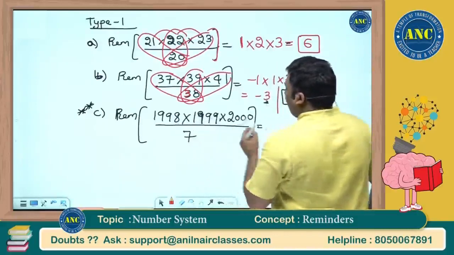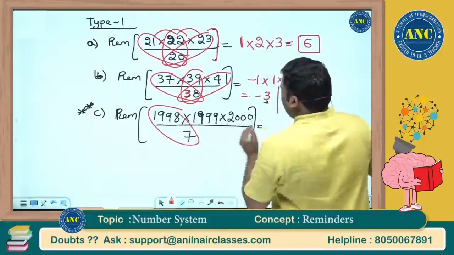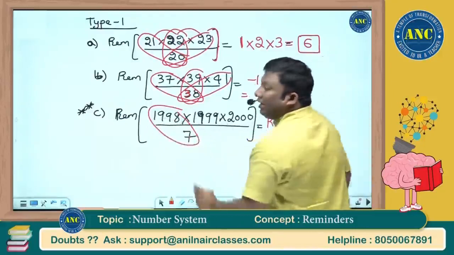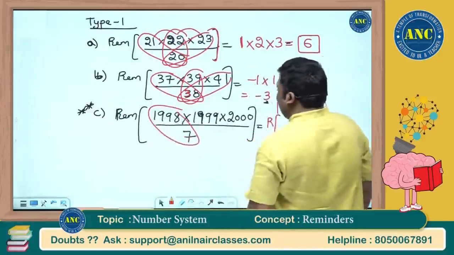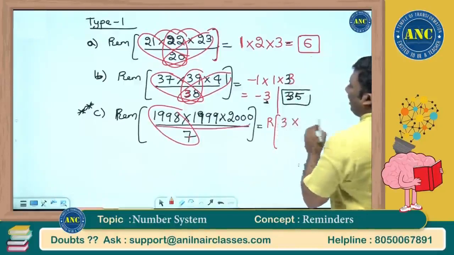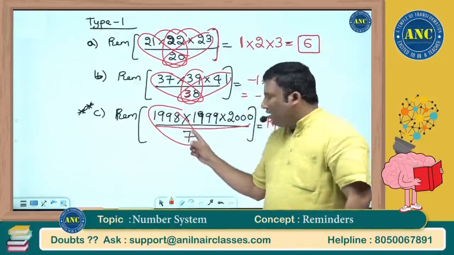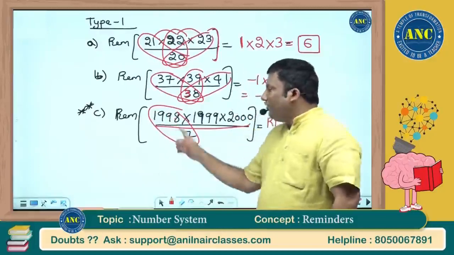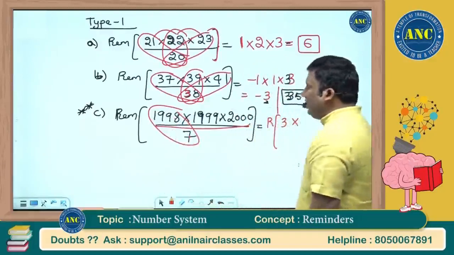Instead of multiplying all these, first we will divide 1998 by 7. 7 2s are 14, 15, 9. 7 8s are 56, 38. 7 5s are 35. The remainder is 3.